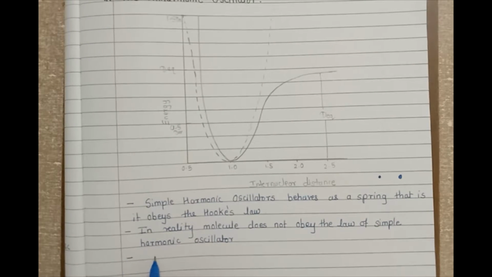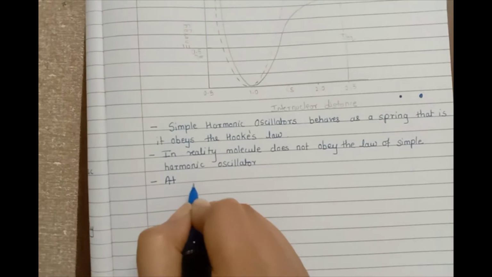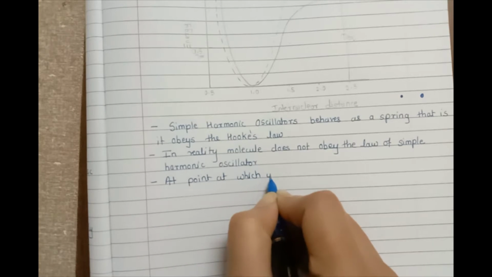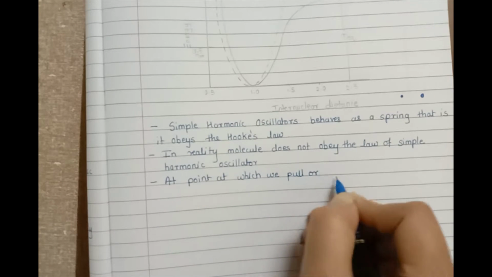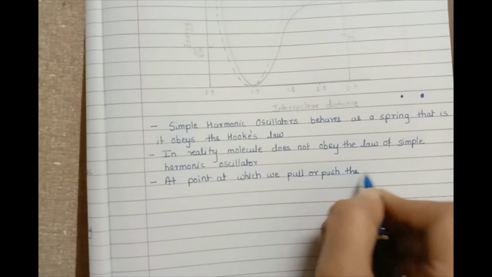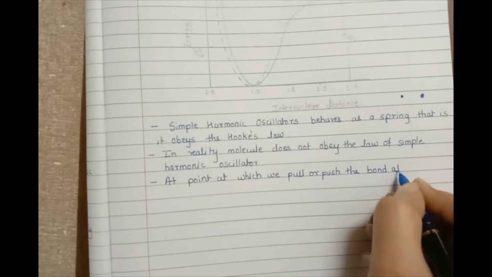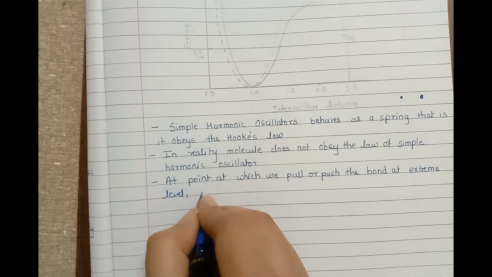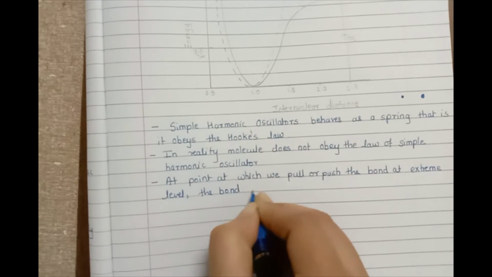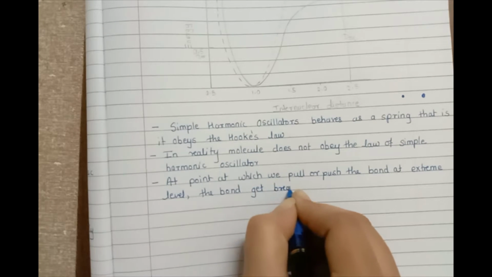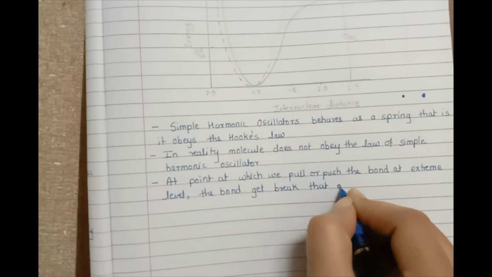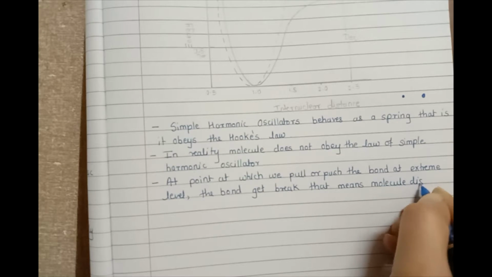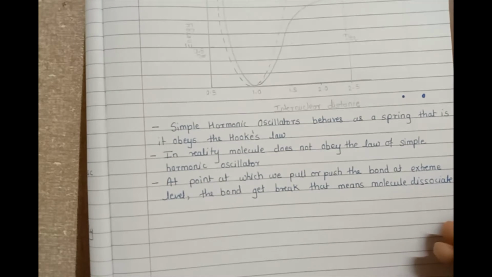That means the point at which we pull or push the bond to an extreme level, the bond gets broken, that means the molecule dissociates. Okay, so it will be more clear from this diagram.